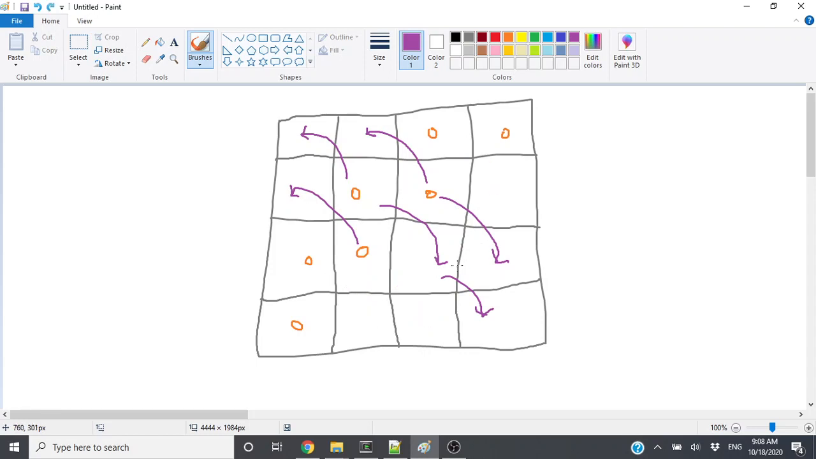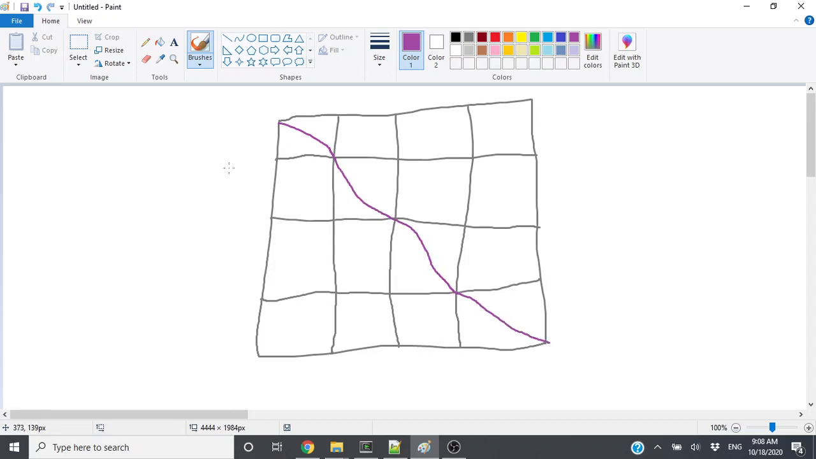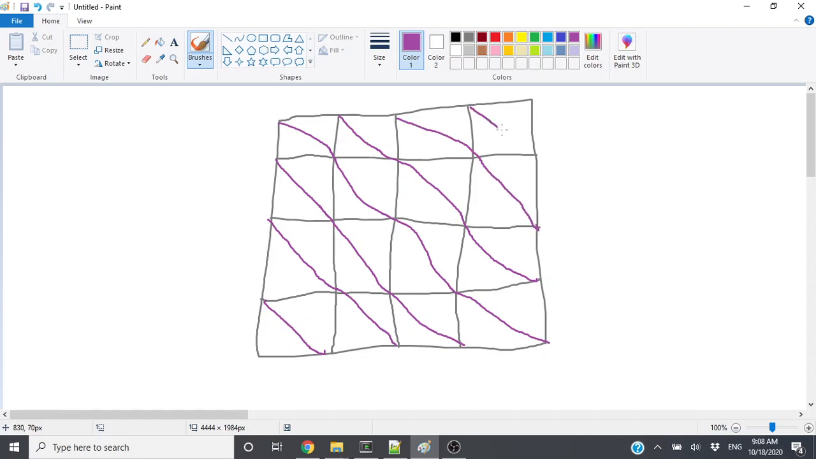Okay, now let me be more organized and draw these as diagonal lines, right? So starting here, you can reach this entire diagonal of the matrix. Starting here, you can reach this entire diagonal of the matrix. Starting here, you can reach this entire diagonal. Here you can reach this one. Here you can reach this diagonal. Here you can reach this diagonal, and here you can reach this one.